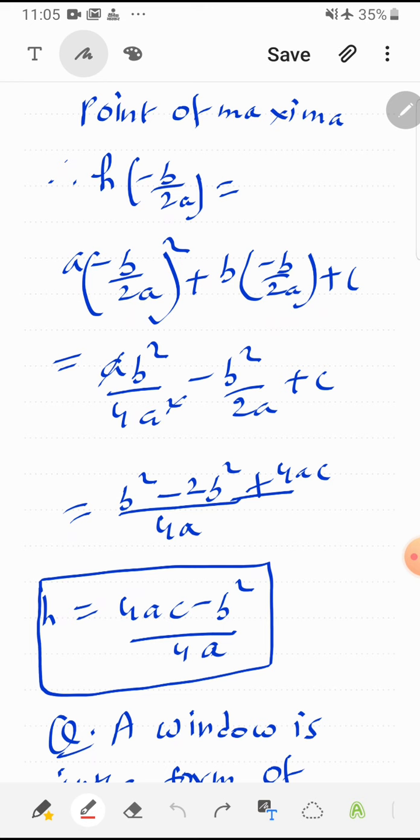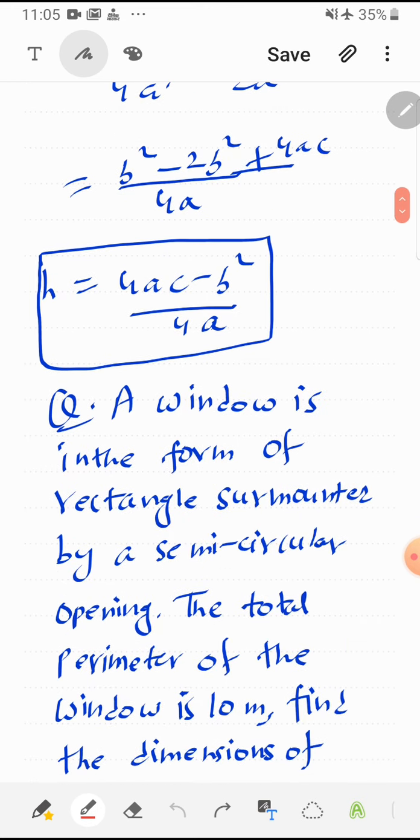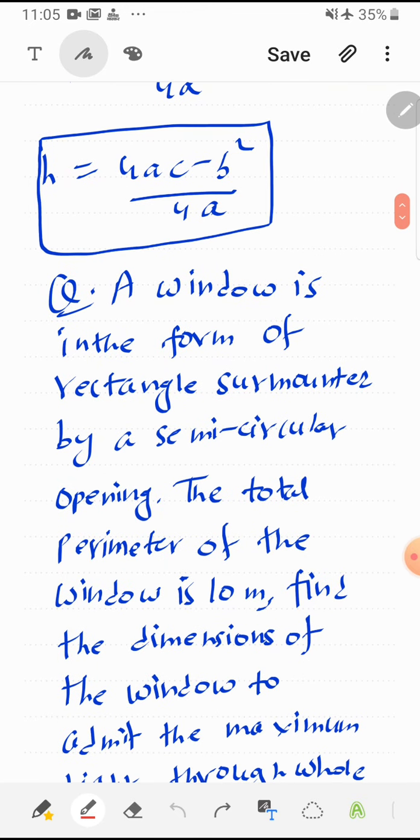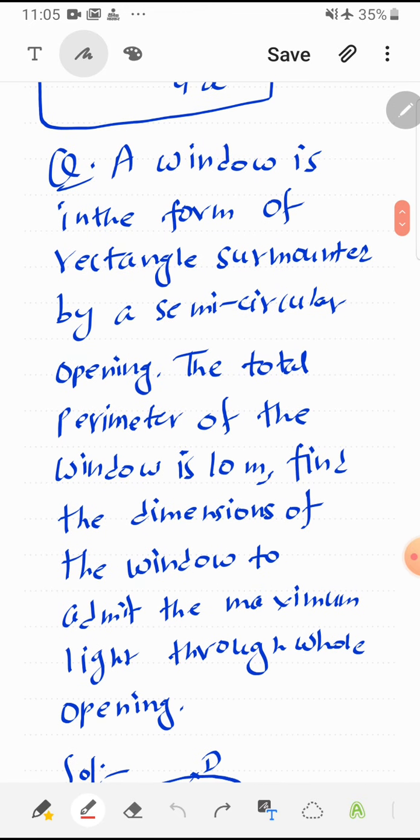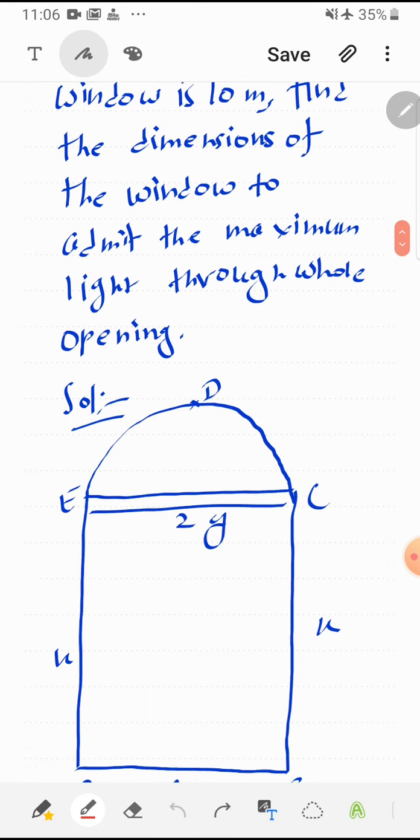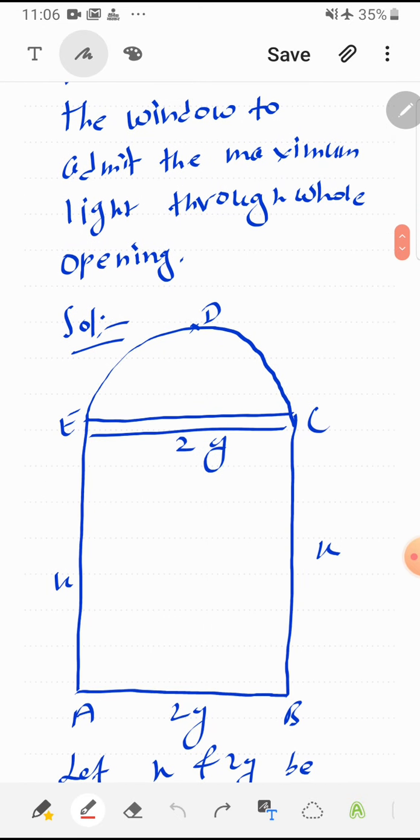Next is: a window is in the form of a rectangle surmounted by a semicircular opening. The total perimeter of the window is 10 meter. Find the dimensions of the window to admit the maximum light through the whole opening. So the diagram is very important. So it is a rectangle surmounted by a semicircular opening.